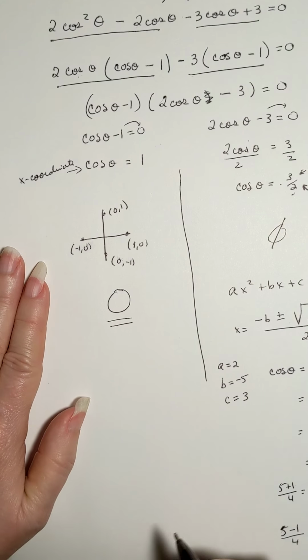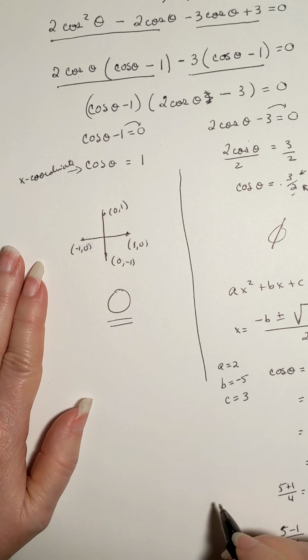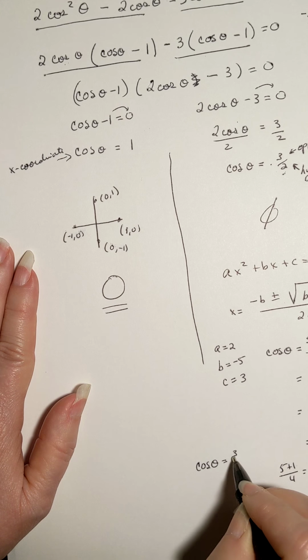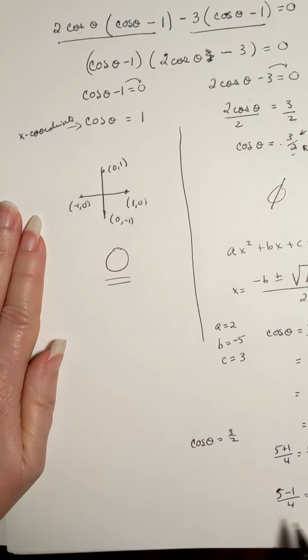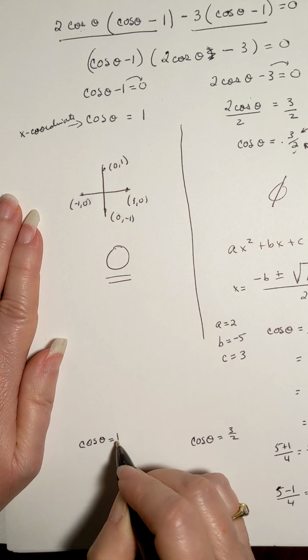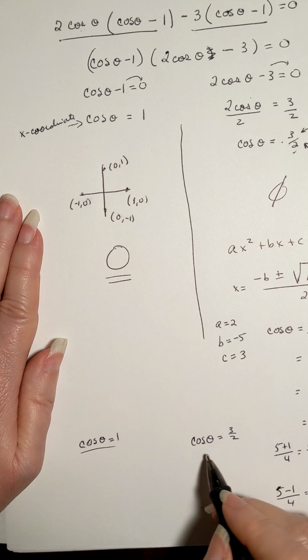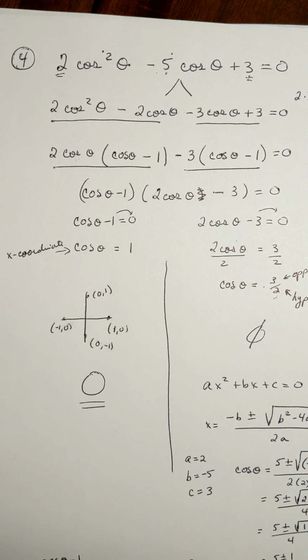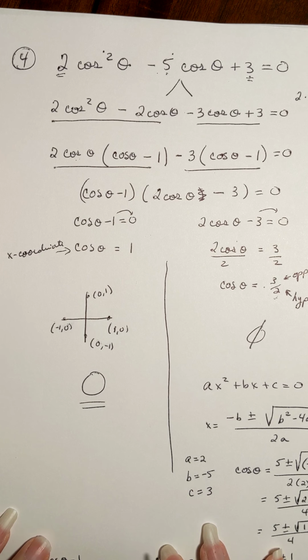So then I would say, this part would say the cosine of theta is equal to 3/2, or this part would say the cosine of theta is equal to 1. And then I would work it from there the same way that I did up here. So if you're not good at factoring, you can use the quadratic formula.